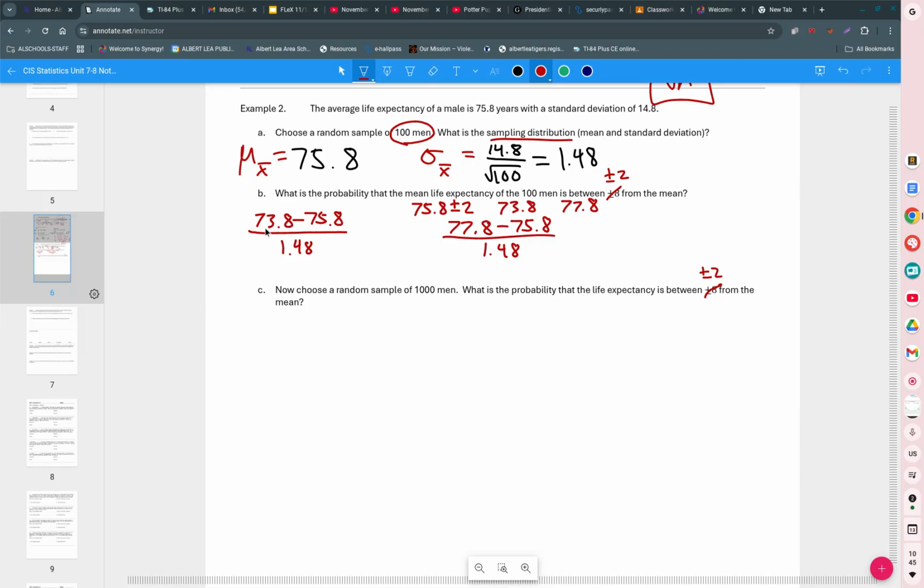Sir, on a test, what in the problem tells you that you need to do the other standard deviations? How do you know that you are doing the 14.8 over the square root? The fact that it says, what is the probability that the mean life expectancy of many men? If it was just one person and it was asking about their height, then we wouldn't do that. But we're sampling and we're looking at the average of that sample. You see that?